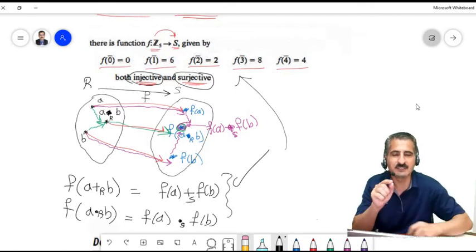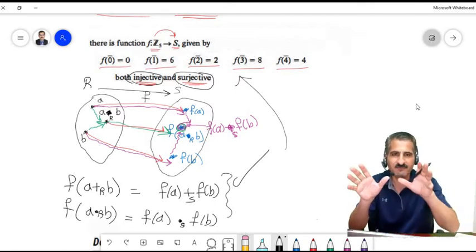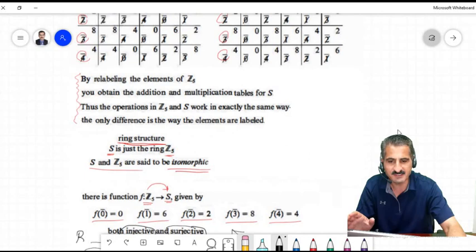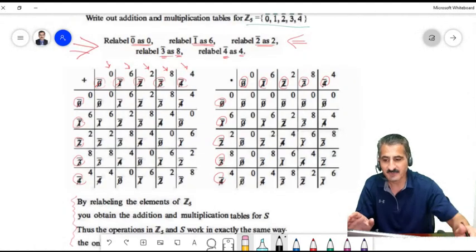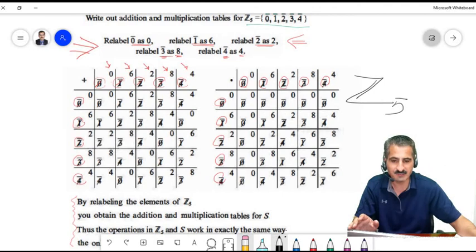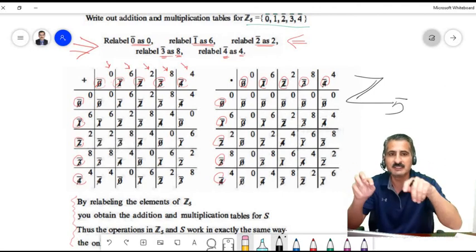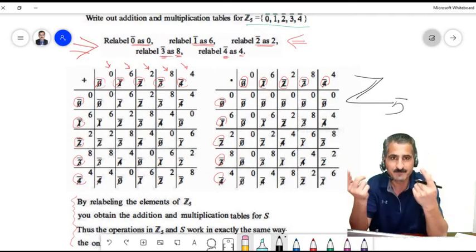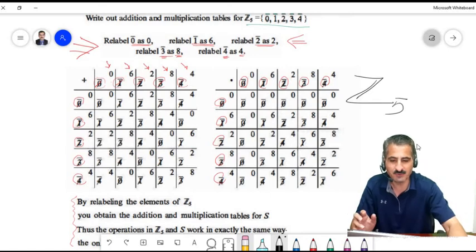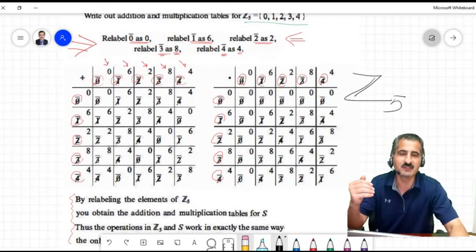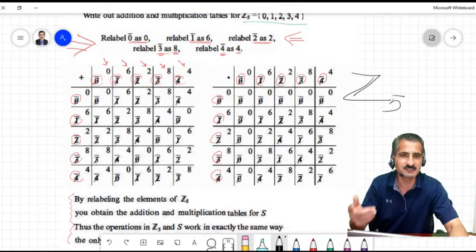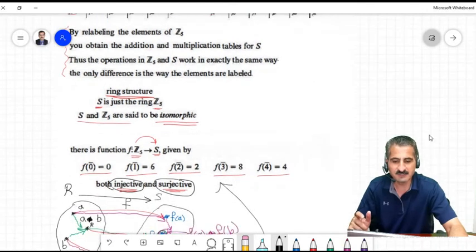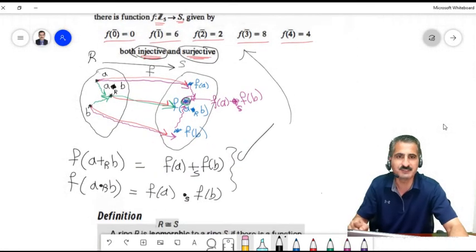This is what it means when we have the tables, the addition table and multiplication table. When we have these tables here for Z5, okay? But when we did the relabeling according to the one-to-one and onto function, we produced the tables of S. How did this happen? How could this happen? Because the function satisfies the two properties that I have already written. The converting of tables after relabeling is originally because of these two properties here.